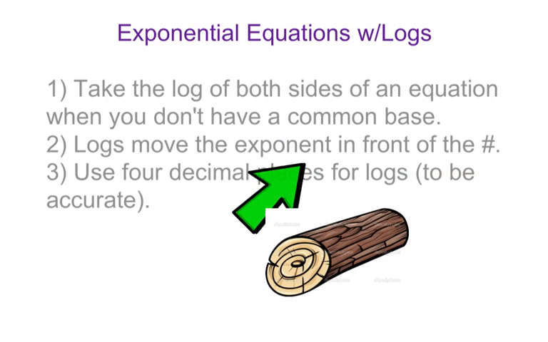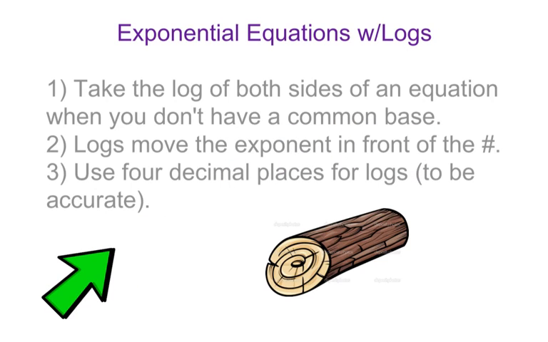common base. So for instance, 2 and 8 have a common base, right? 8 can be written as 2 to the third. 2 is already written in reduced form, so 2 and 2 to the third, they have a common base.